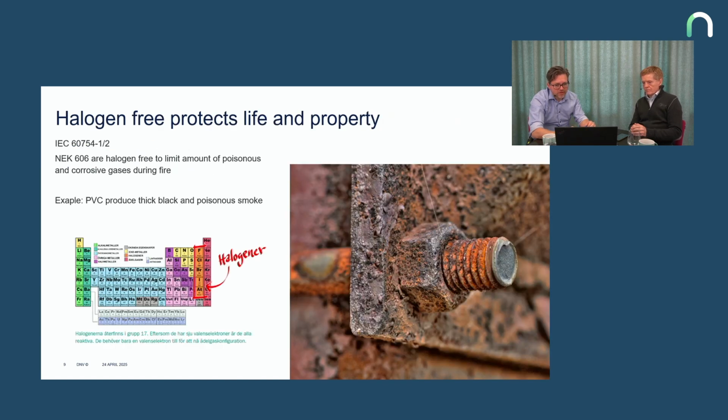Okay. Another important property is halogen-free. If you have a PVC cable, it's very common in the Far East, in many markets there. If the PVC cable or a halogen-containing cable burns, you will have the thick black smoke, as we can see on the next slide. It will not only be a risk for the life, for the passengers and the people on board. It will be a huge risk for all the equipment.